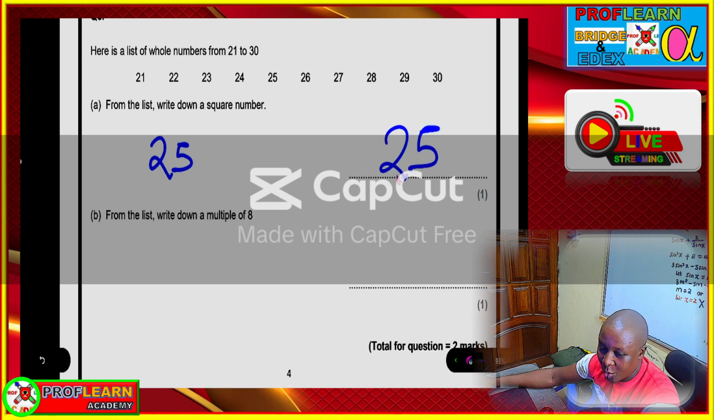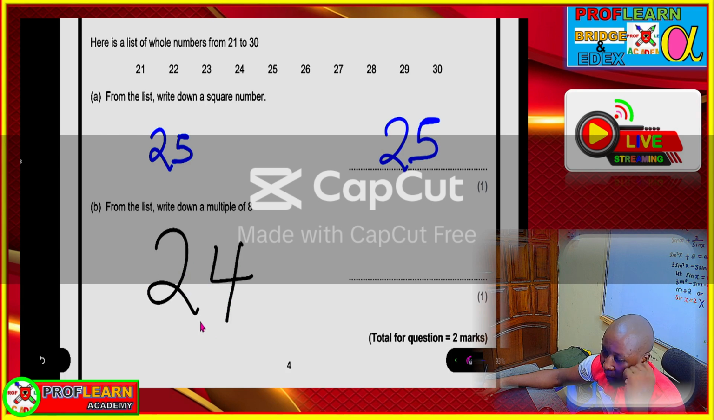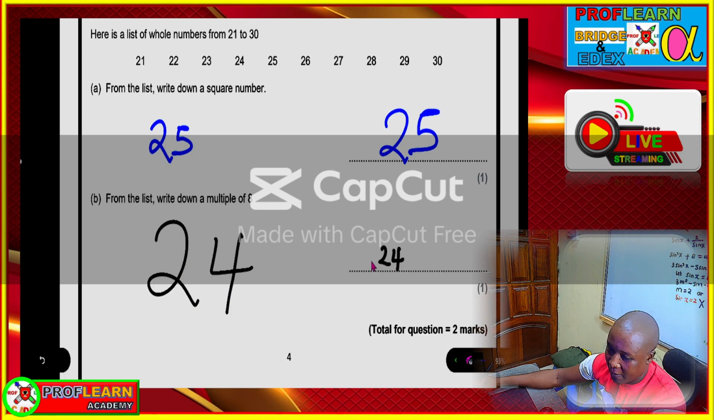So as you are doing the exam, you have to ensure that you can state square numbers. If you are asked to write multiples of 8, which ones are they? A multiple of 8. I'll say 24, right? 24 is a multiple of 8, so we shall say 24 in that case, right?